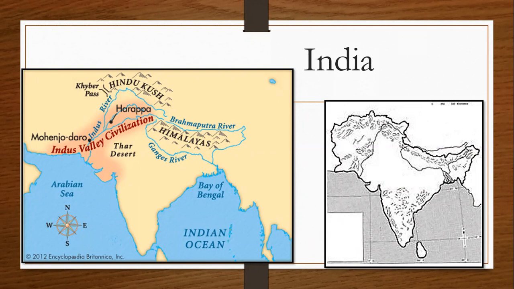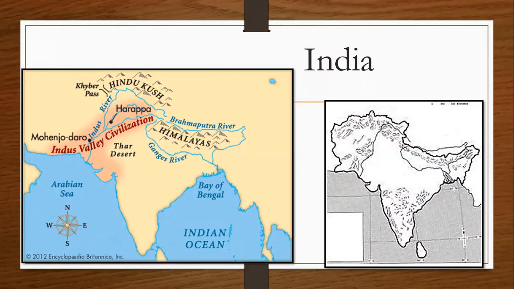So, I want you to take a look at these maps here, especially the one that's labeled. Get a look at some of these geographical features here. They're all very important to how India develops, and we'll be talking about a number of these things today.